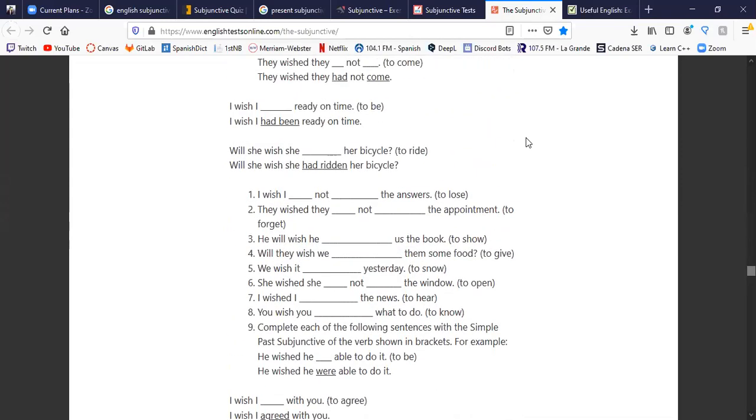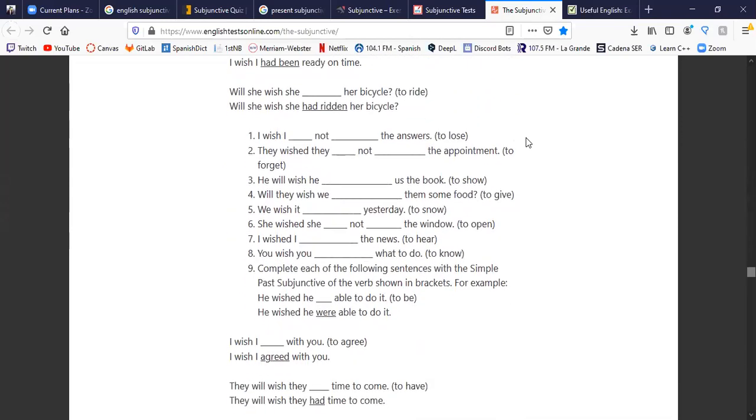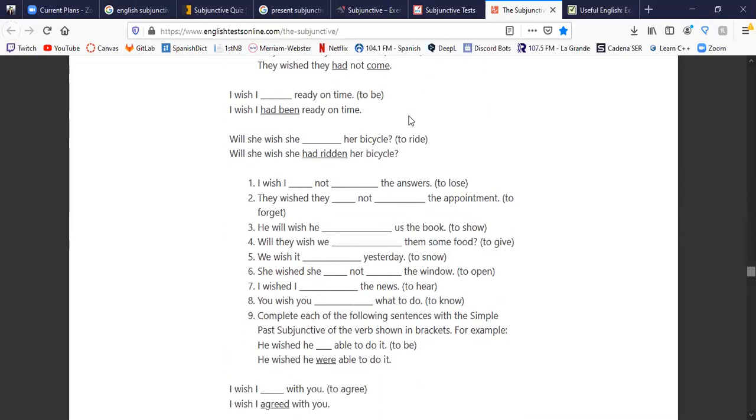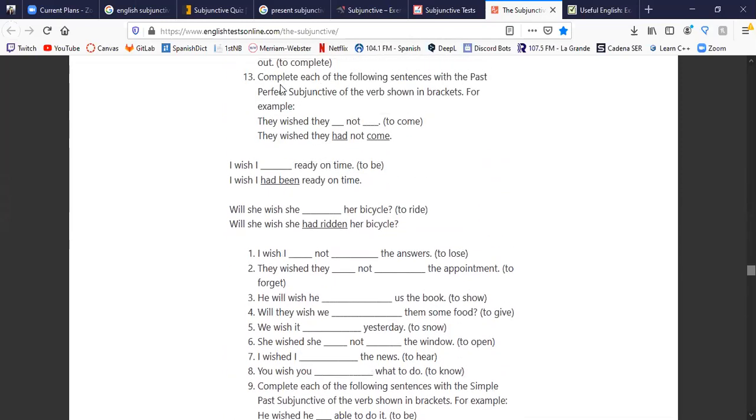Okay, yeah, we can do this one. They tell you what to do here. You just need to fill in the right verb form. They tell you which verb form to use, and you just have to conjugate it correctly. Complete each of the following sentences with the past perfect subjunctive of the verb shown in brackets. For example, "they wished they blank not blank to come." So, they wished they had not come.